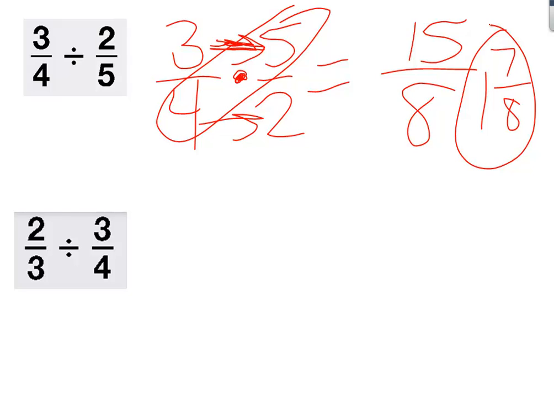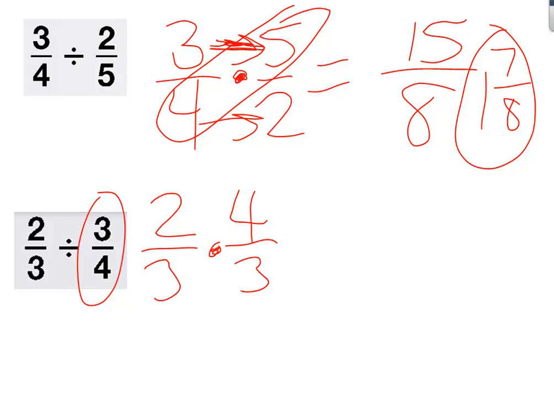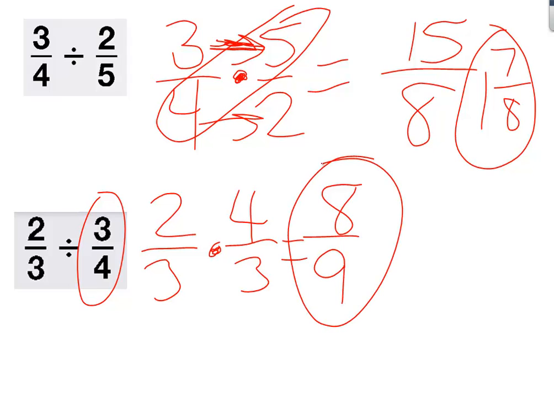Down here at the second one, 2/3 divided by 3/4. We're going to take our divisor of 3/4 and take its reciprocal. So we're going to take 2/3 times the reciprocal of 3/4, which is 4/3. Nothing here can be canceled. So 2 times 4 is 8, and 3 times 3 is 9. And that is our most simplified answer. 8/9 is our answer.